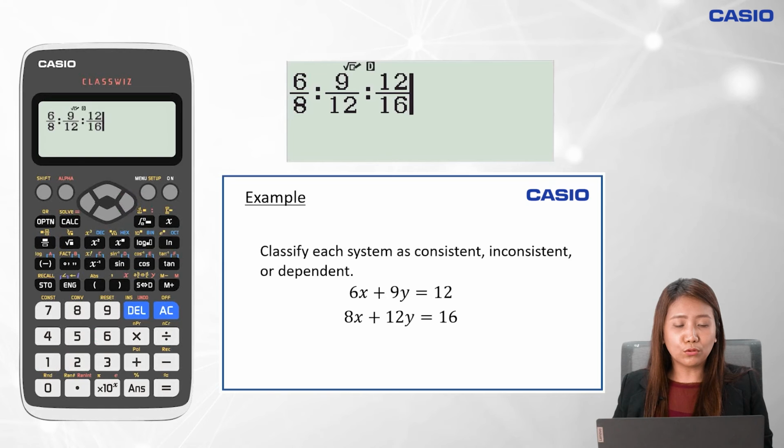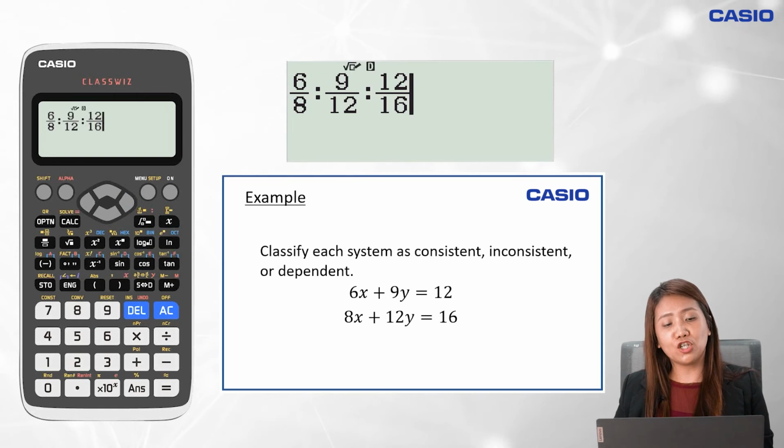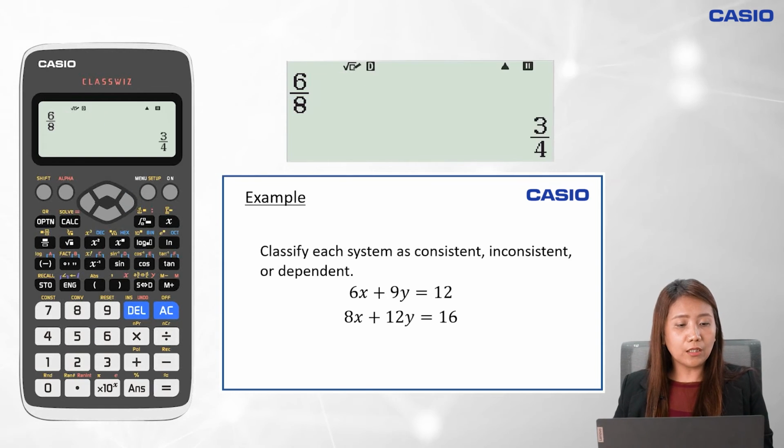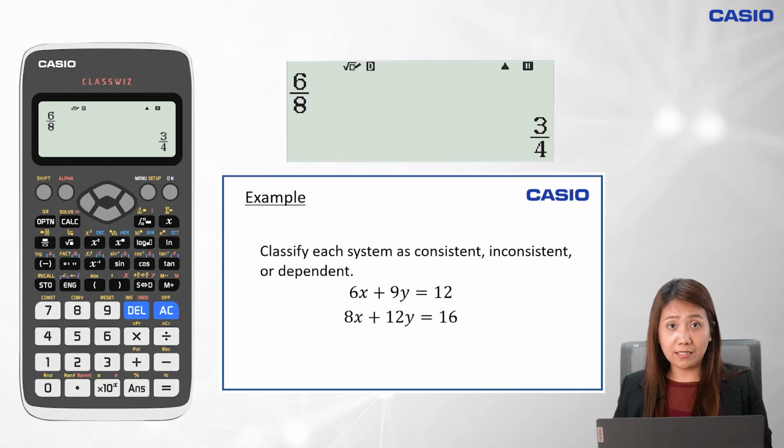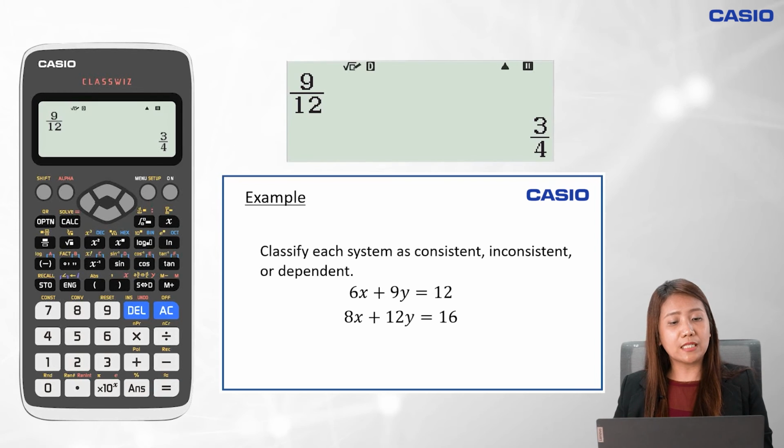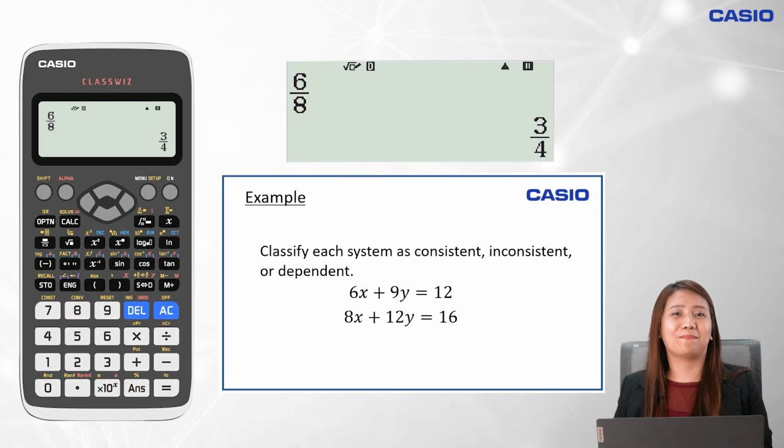Now to know the simplest form of the given ratios, let's click on the equal sign. 6 over 8 for the coefficient of x when simplified is 3/4. 9 over 12 for the coefficient of y when simplified is 3/4. And 12 over 16 when simplified is 3/4. Then the graph defines coinciding lines. This means the kind of system that we have is a dependent and consistent system.